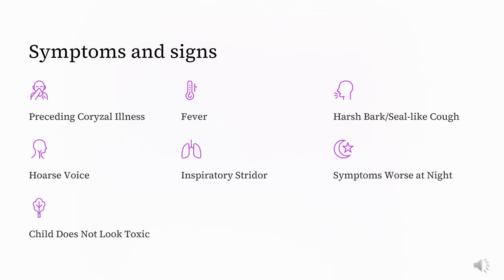Now, what are the symptoms and signs of croup? There will be a preceding coryzal illness, fever, harsh bark or seal-like cough, hoarse voice, inspiratory stridor. The symptoms are worse in the night. So, the patients usually come to the emergency room late night or early morning. Child does not look toxic. There will be an inspiratory stridor or a harsh cough, but it is not a toxic looking child.